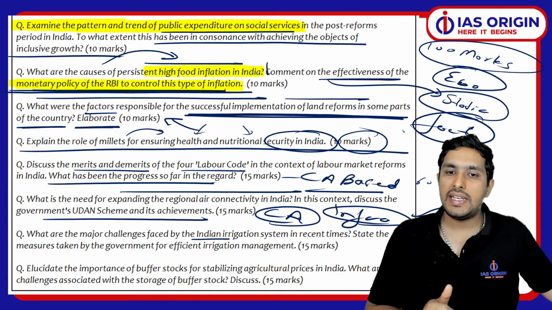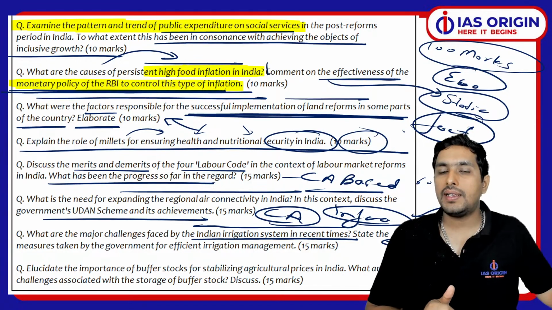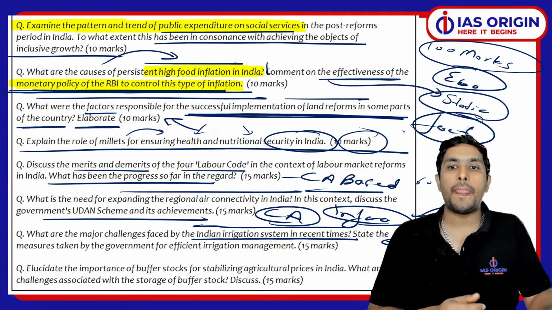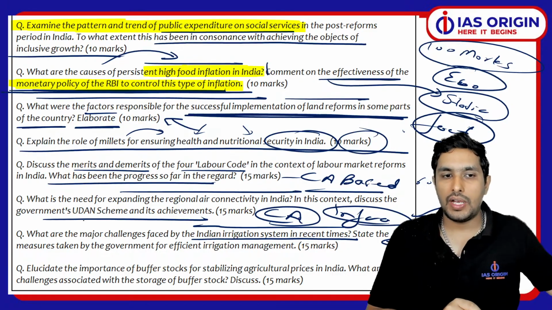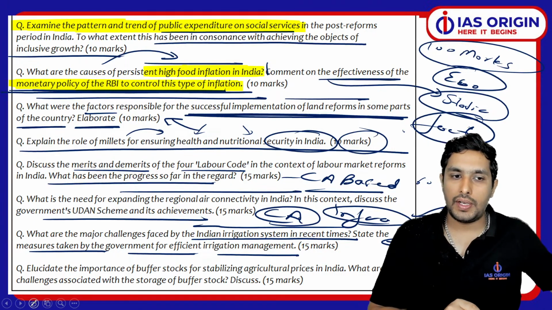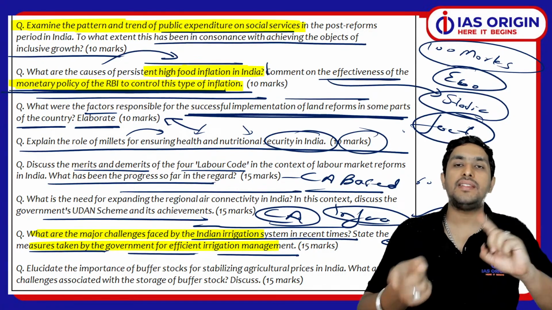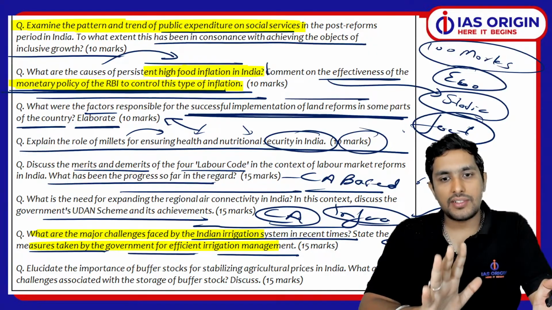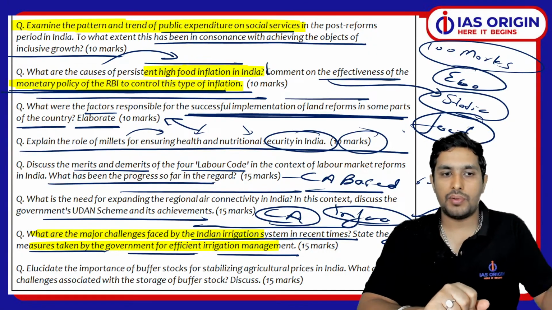Challenges faced by the Indian irrigation system in recent times. Now this is a recent-times question. You can't write a stale, rote-learned answer. You actually have to write something which makes a lot of sense. So you have to give the measures taken by the government for an efficient irrigation system. Here again that pattern is there: major challenges, then measures taken by the government. This is how you relate. That is actually the way you have to answer. These are very important aspects.